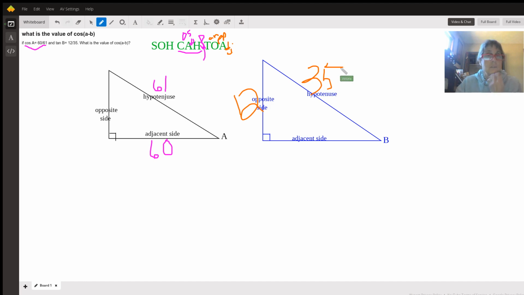So now we also need the formula for the cosine of A minus B. It is the cosine of A times the cosine of B plus the sine of A times the sine of B. So we're going to need to know the cosine of B. We already have the cosine of A.